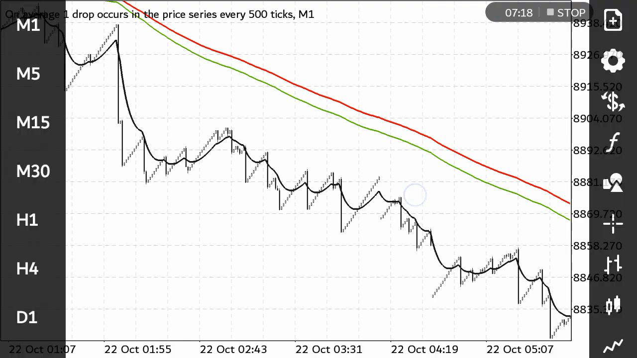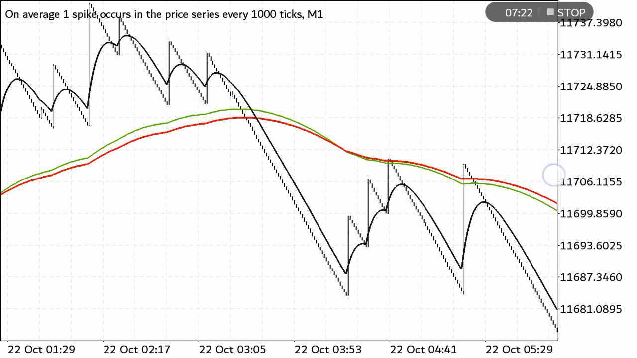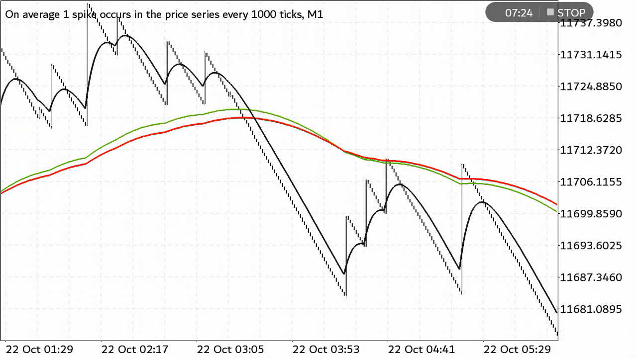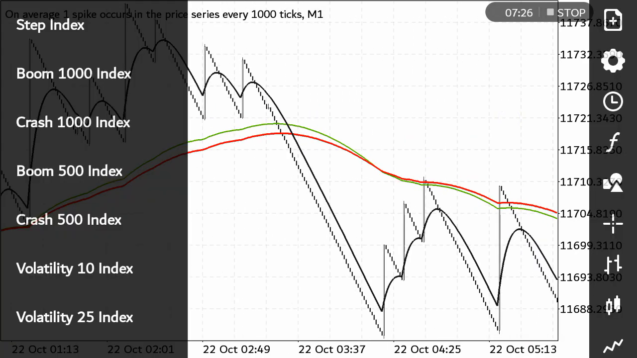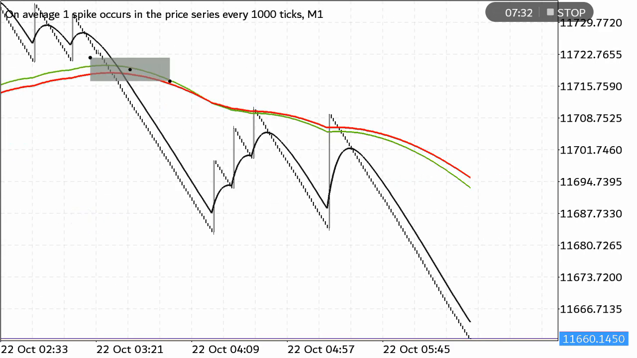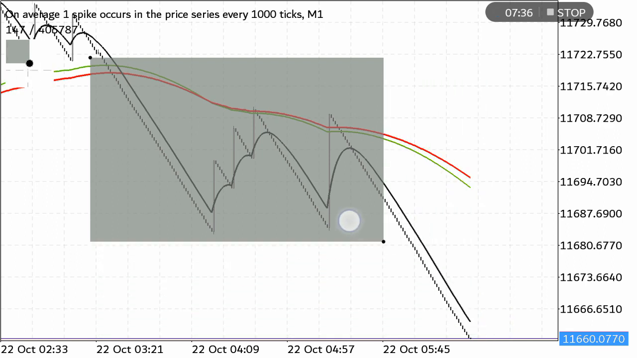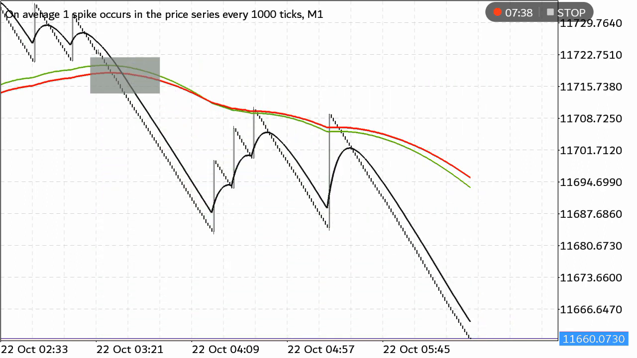Okay guys, so it's really very awesome. Boom 1000, let's see Boom 1000. Look here, Boom 1000 at this point. Look here, at this point the market started going down, and look here, continuously the market went in sale. Look at this point, this is all sale, and your trade made awesome pips.